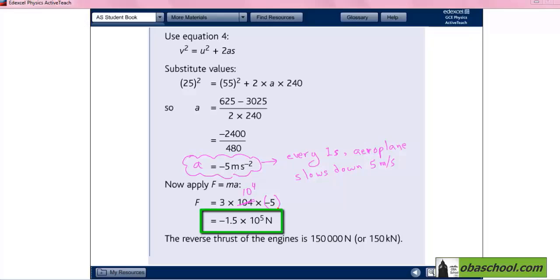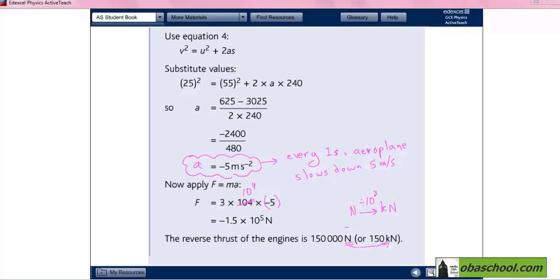We can change the unit from Newton to kilo Newton. We can do this by dividing by 10 to the power 3. So it becomes 150 kilo Newton. There are different ways to write the value, but they all have the same value. This is the reverse force that the airplane needs to slow down 5 meters per second in each second.